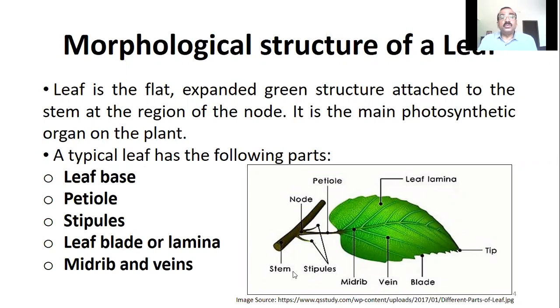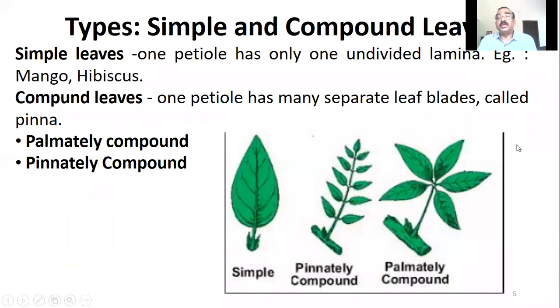Now next, we will go on to the types of leaves. Now basically, leaves are divided into two types, simple leaves and compound leaves. Now, what is a simple leaf? See, look at this diagram. Here, one petiole has only one leaf blade, an undivided leaf blade or lamina. These kinds of leaves where a single petiole has a single undivided leaf blade or lamina are called simple leaves. And such simple leaves are found in plants like mango, hibiscus, etc.